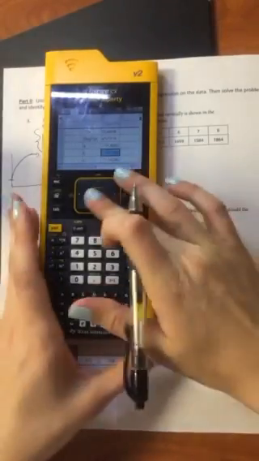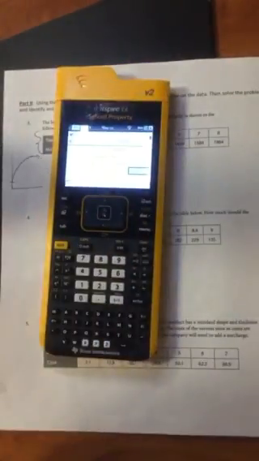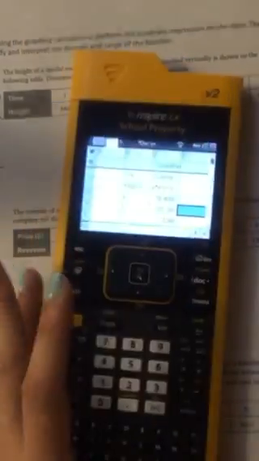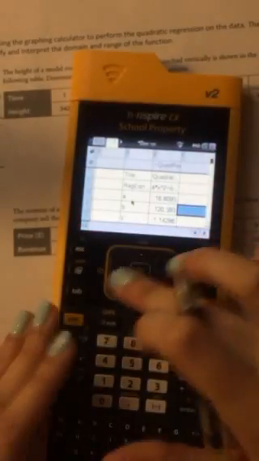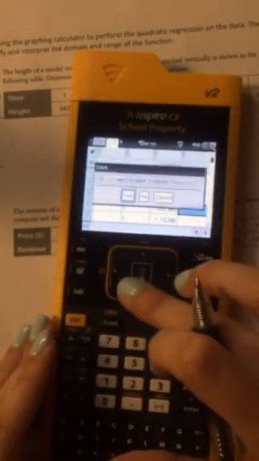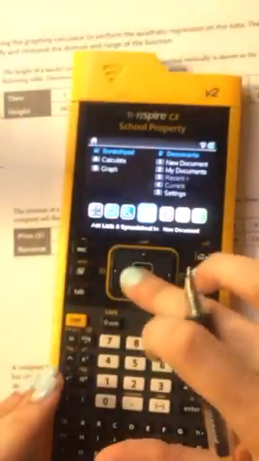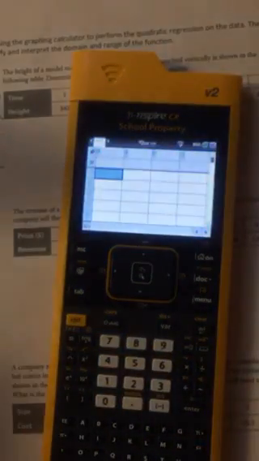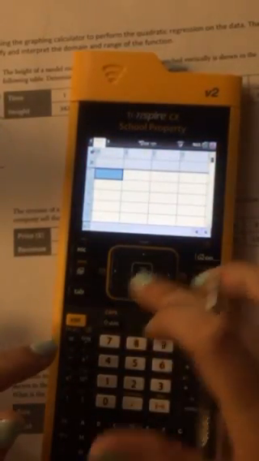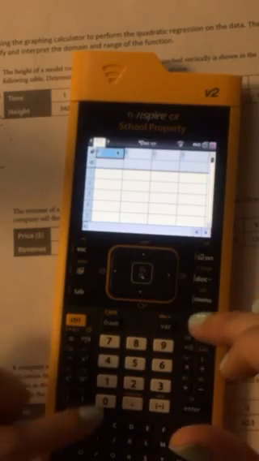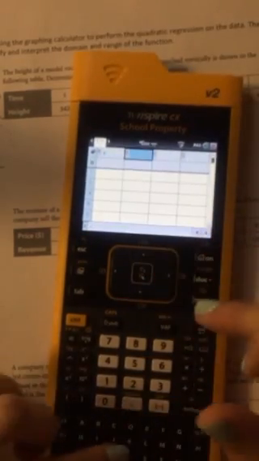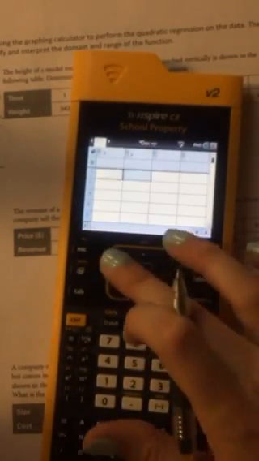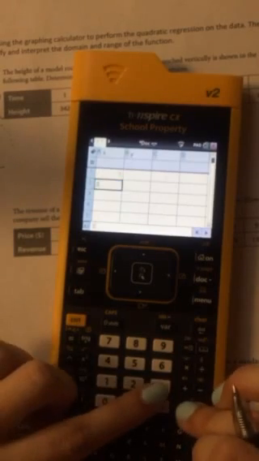So we're gonna go back to our calculator. Zoom in for you guys again. Okay, I'm gonna go ahead and clear my spreadsheet of the data I just did so I can start a fresh one. So I'm going to go to my lists and spreadsheets. I'm going to label X and I'm going to label Y. I'm going to put in all my data.